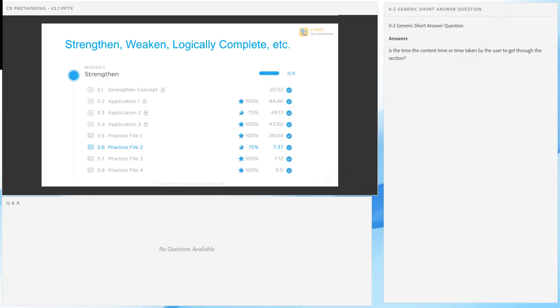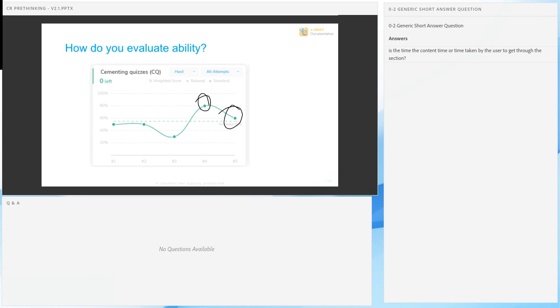Is the time over here the time content or time taken by the user? It's the time taken by the user. We track this over here. This is the time taken by the user to go through this, and different people go through this in different times. So we track how long each person takes overall. Each of these learning activities sends about 100 to 150 data points to our platform. They are assessed, and the platform then combines those data points to give these scores overall.